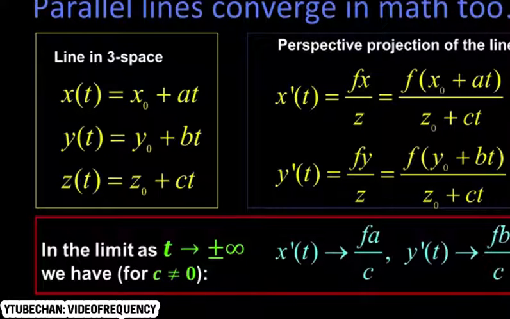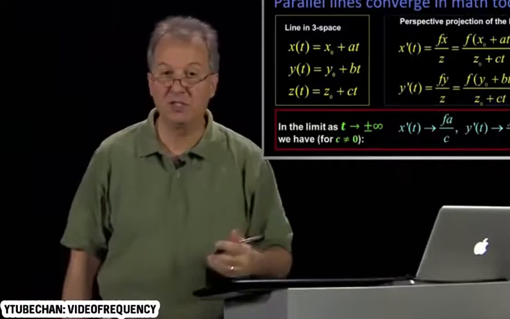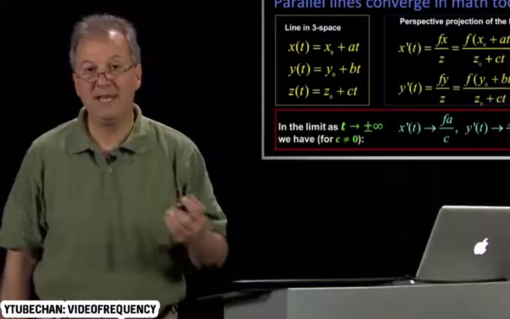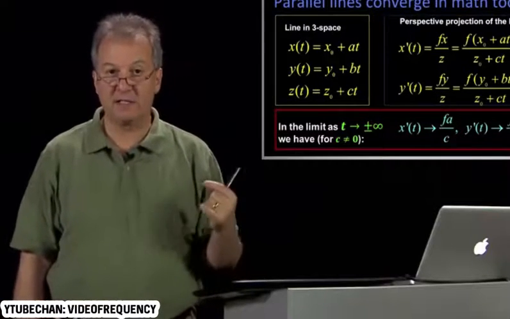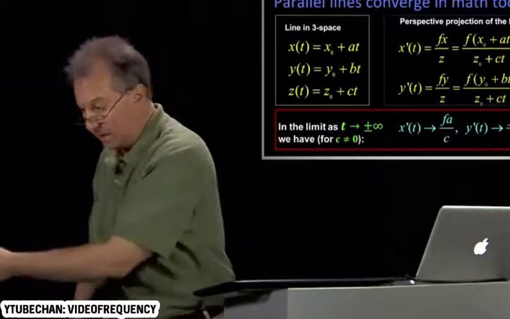We'll talk about that in a minute. Okay? The limit of x prime is just fa over c. The limit of y prime is just fb over c. What's missing is x0, y0, z0. In other words, it doesn't matter which point in the world this line starts from. I could start from here, I can start from here, I can start from here.